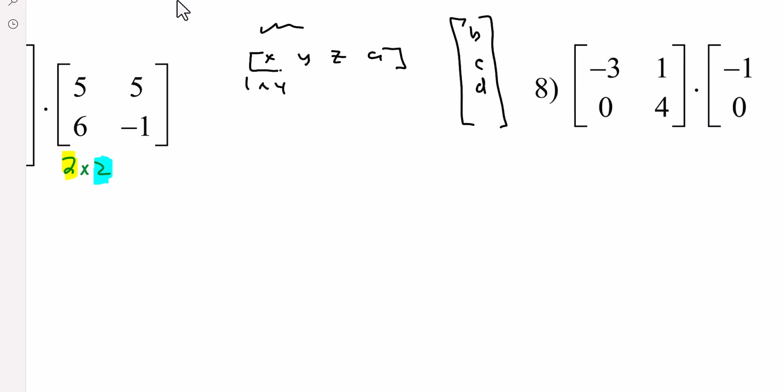B, C, D, E. This is a 4 rows by 1 column. So look at the middle numbers agree. And look at the answer is just going to be a 1 by 1. So this stuff can get weird looking.